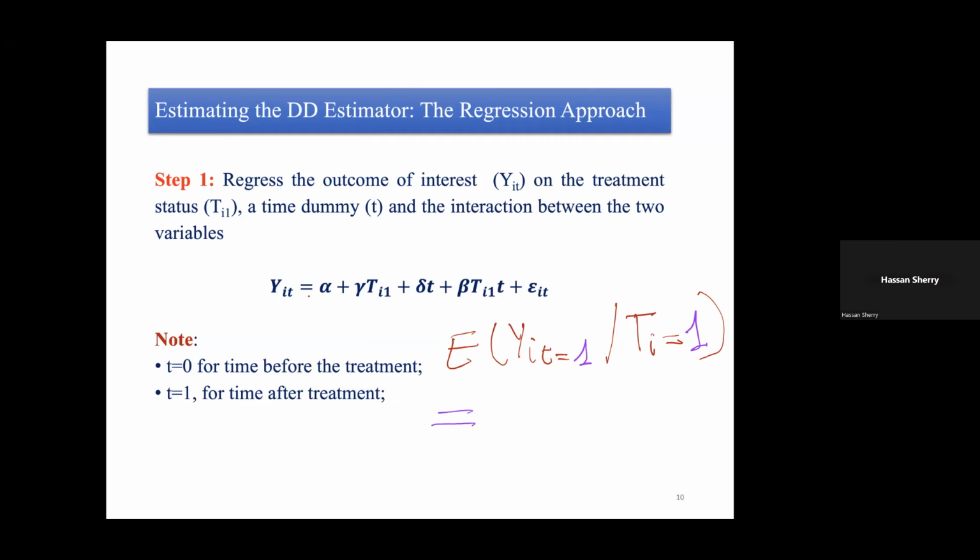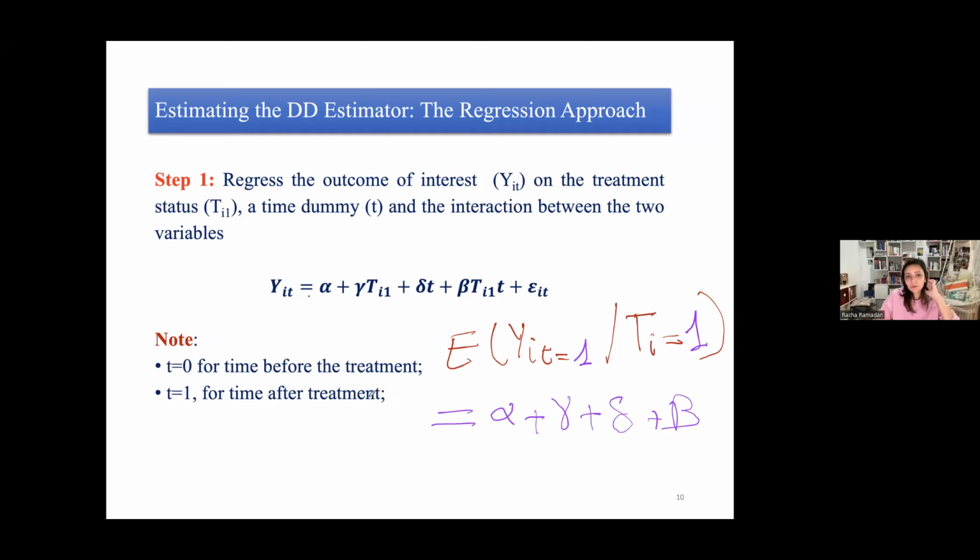This is the sum of the coefficients except the epsilon at the end. Exactly. So it will be alpha plus gamma plus delta plus beta. Exactly. So we simply replace all the T capital and T small by ones, and we get alpha plus gamma plus delta plus beta. I hope you wrote this in your notes.